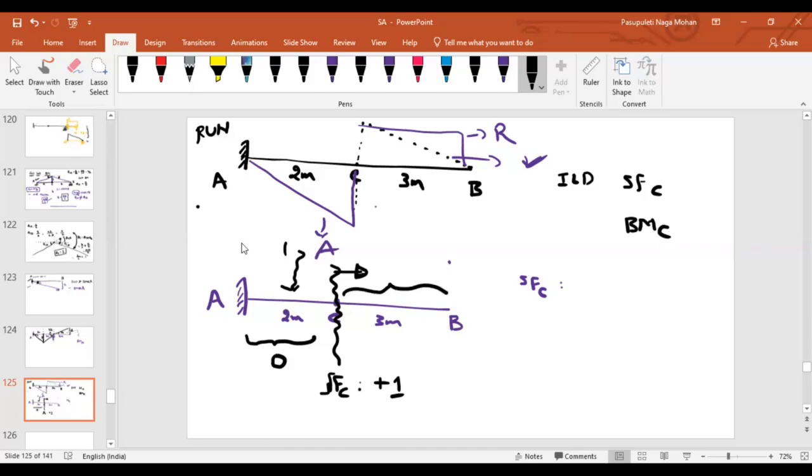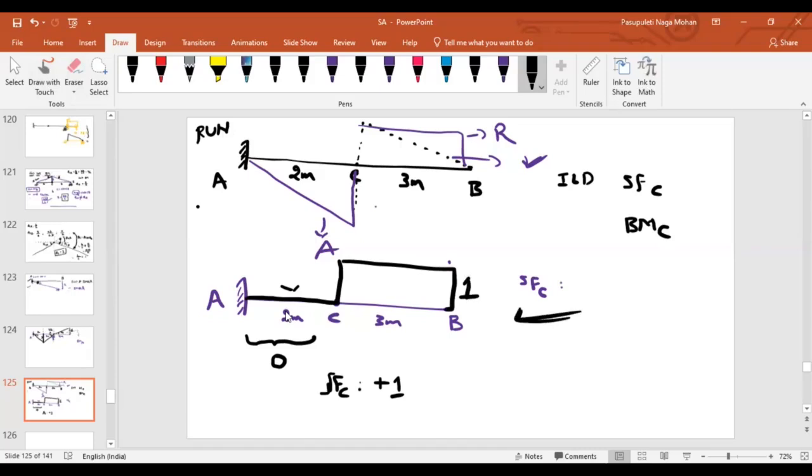Constant and 1. Then how are you going to draw this diagram? From here to here it is 0, and then from here to here it is 1. Is this diagram okay for you guys? Is this okay?